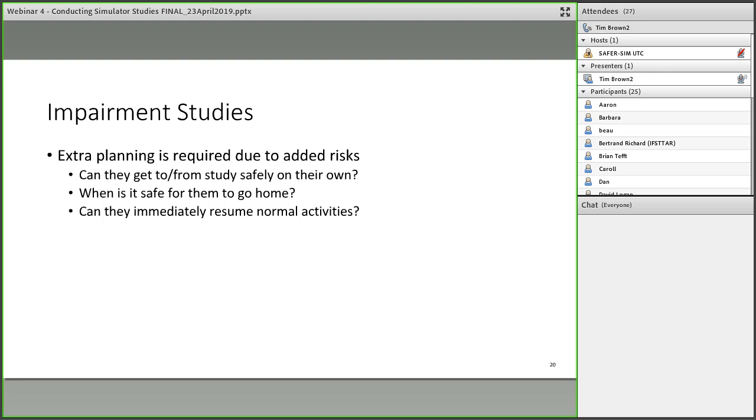We've done that with some of our drowsy driving studies, where we have them drive after having been up for a long period of time. We don't want them out and about moving around.